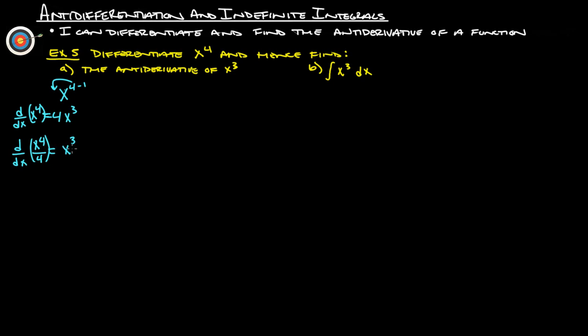So the derivative of this should be x cubed, right? If you put the 4 out front, those 4's cancel out, subtract 1, and there's our x cubed. So basically what they're getting at is to use the information that you got here to find the antiderivative of x cubed.